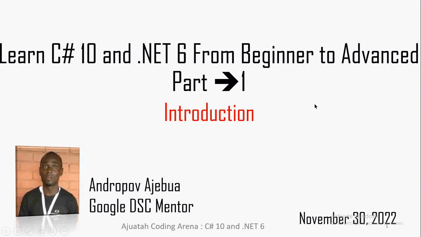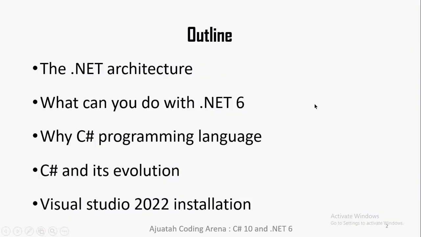So we are actually going to follow this outline this morning. These are the things we're going to cover for part 1. We are going to be looking at the .NET architecture, what you can do with .NET 6, why the C# programming language, C# and its evolution, and Visual Studio Code installation for those of you who have not done that already.